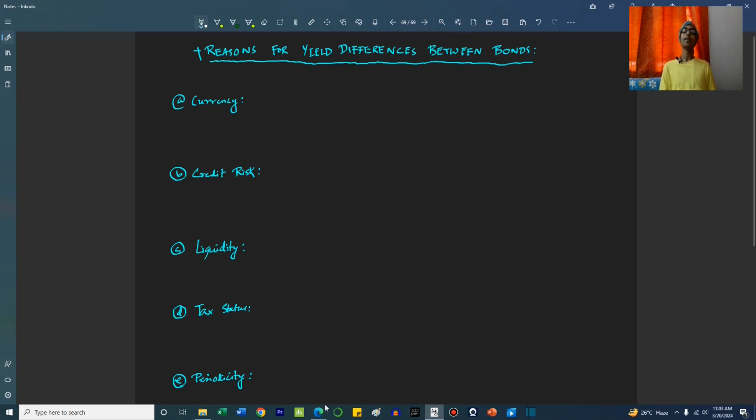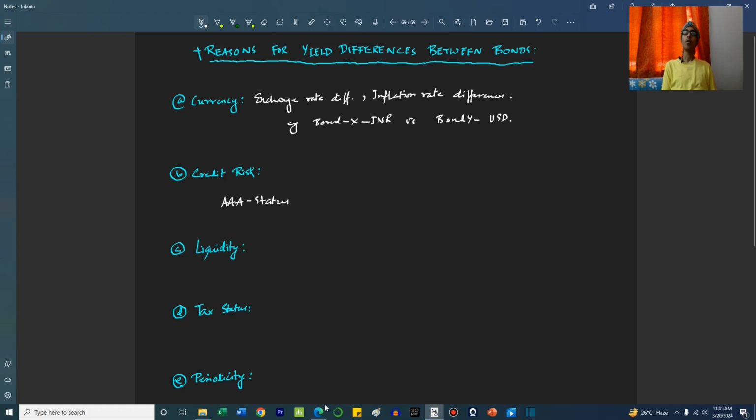Because of all these factors, there can be a difference in the yields of two otherwise identical bonds but varying in currency. Let's say there are two otherwise identical bonds. One has a credit rating of very high AAA status, and there is another bond which has everything identical: currency, liquidity, tax status, periodicity, time to maturity, everything is the same, but the credit rating is B. Here there will be a disparity in the yield.